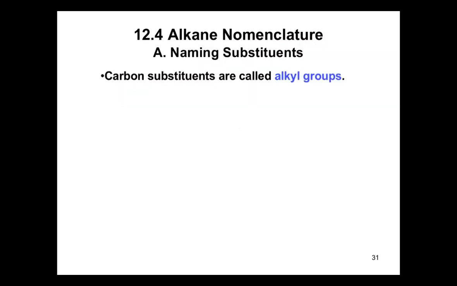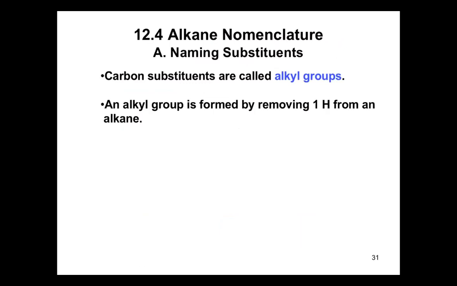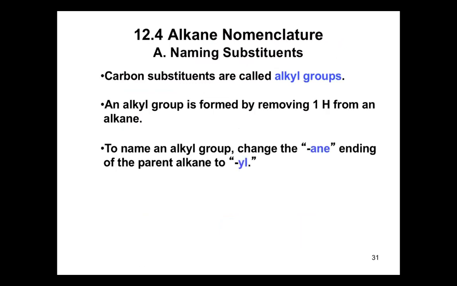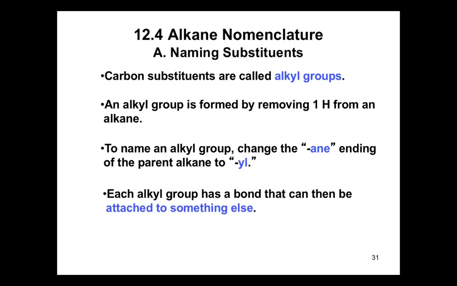And then, paano mo naman mag-name ng substituents? So, yung substituents are called alkyl groups. And these alkyl groups are formed by removing one hydrogen from an alkane. So, later, I will show you. Tapos, kanina, di ba sabi ko sa inyo, ang suffix of naming alkanes would be A and E. So, if substituents are present, instead of using A and E as a suffix, you will use yung YL kasi alkyl. Okay? So, each alkyl group has a bond that can then be attached to something else later.